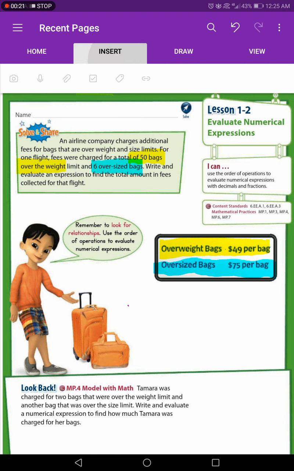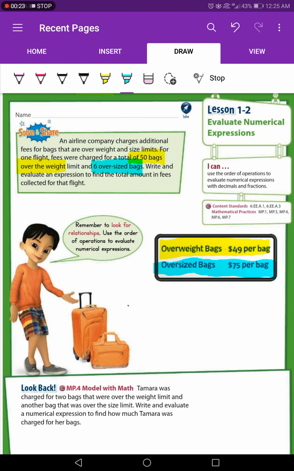An airline company charges additional fees for bags that are overweight and size limits for one flight. Fees are charged for a total of 50 bags over the weight limit and 6 oversized bags. Write and evaluate an expression to find the total amount in fees collected for that flight.